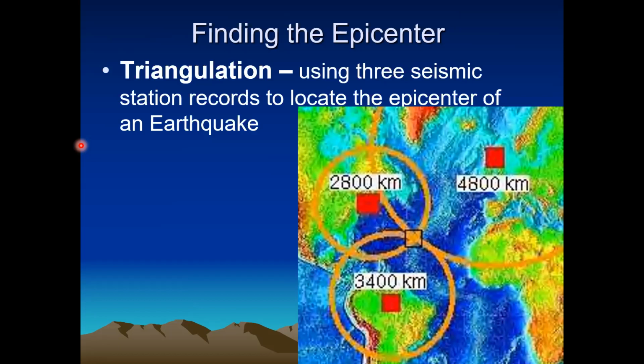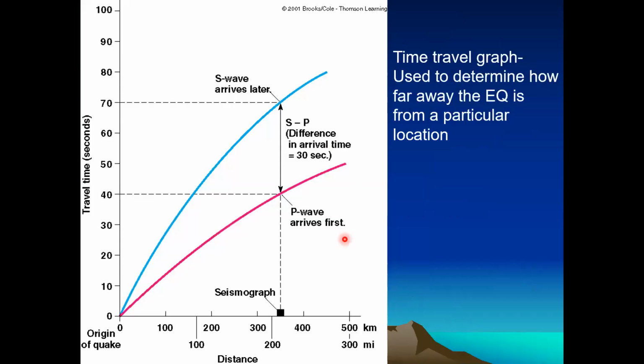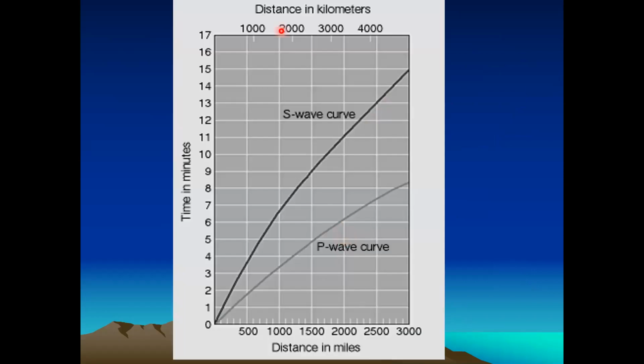All right, so how do we find out where the epicenter of the quake is? It's a method that we use in surveying all the time called triangulation. In order to determine where the epicenter of the quake is, we have to have 3 records from 3 seismic stations. So what happens is we use a graph like this.